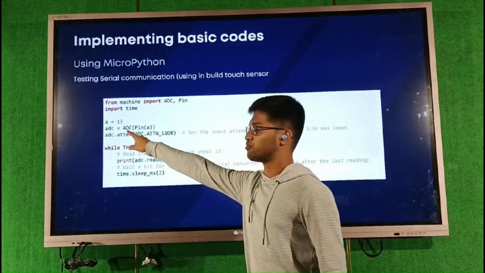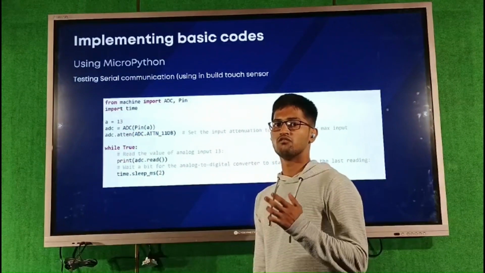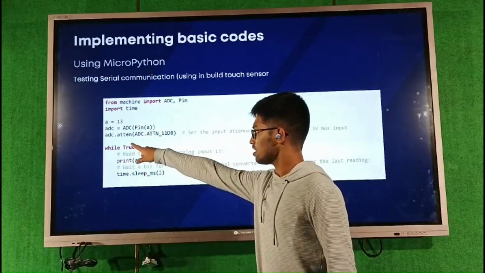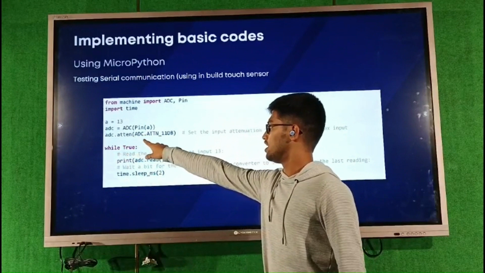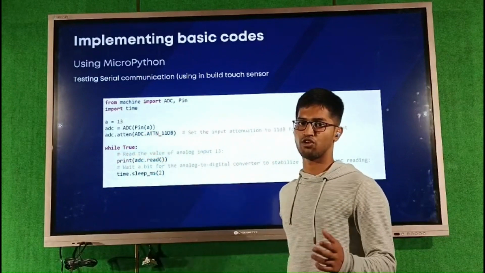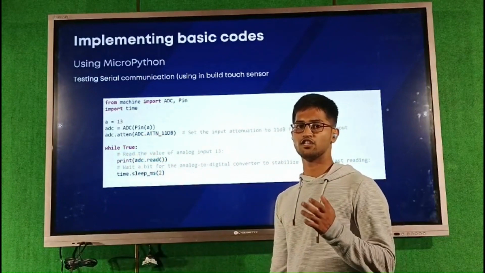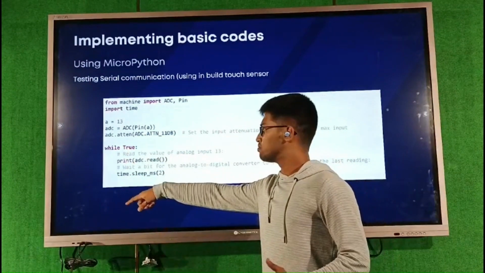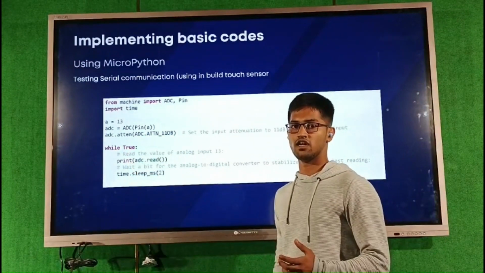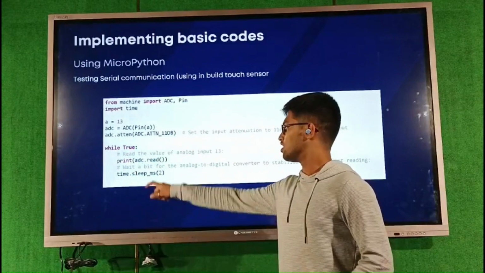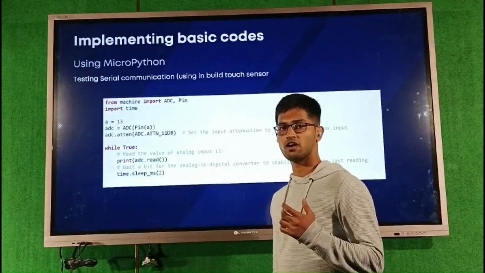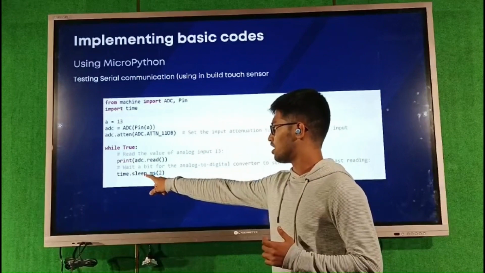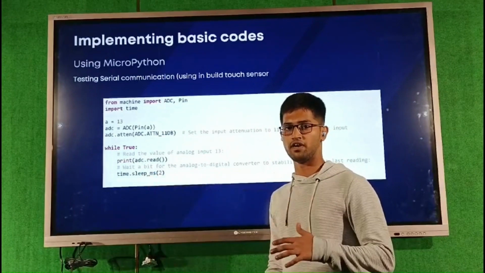Here ADC will convert analog to digital values using the pin name. This attenuation, ADC.ATTN_11DB, will set the range of the touch sensor values. So going to the loop, it will print the analog converted value in the shell part of the Thonny IDE. After 2 seconds, the values will be repeated.